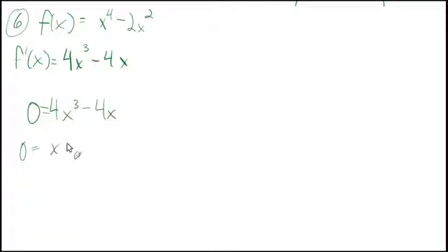Well, we factor out a 4x. And we're left with x squared minus 1 in here. And so x could be equal to 0, right? 4x equals 0 divided by 4 gives x equals 0. Or x could be equal to plus or minus 1. They made that nice and easy for us. We have critical values here.